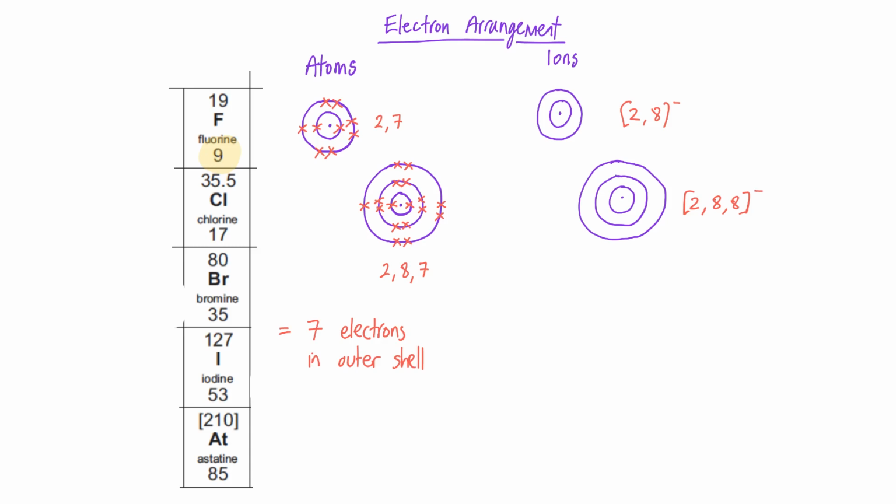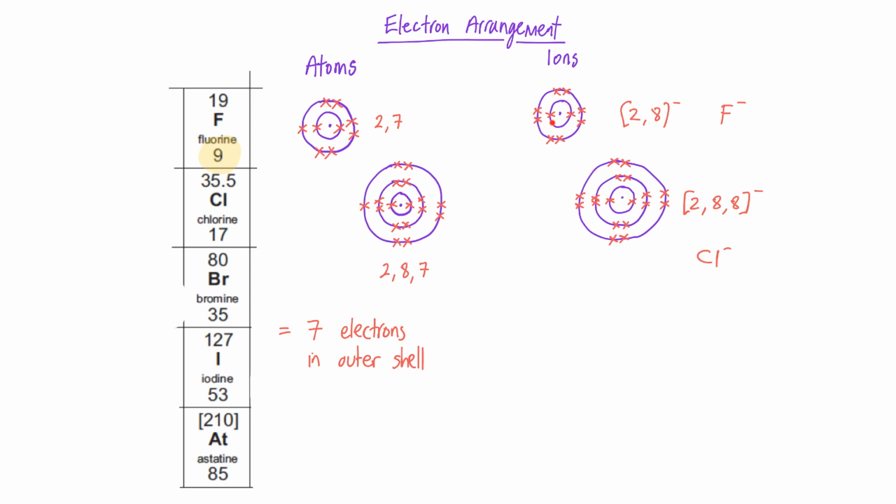So if you just want to pause the video for a second, just as a reminder of what we did a few weeks ago, you can have a go at drawing the electron arrangement for the ions of fluorine, so that would be the F- ion, and also for chlorine, which will be a Cl- ion. So have a little go at that now.